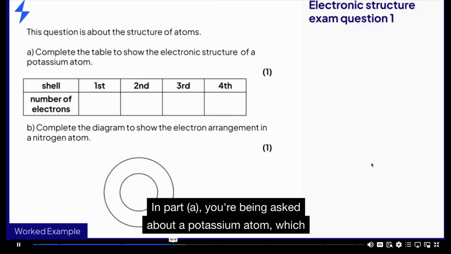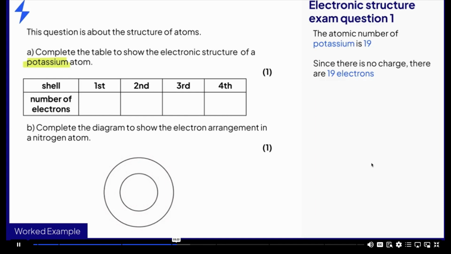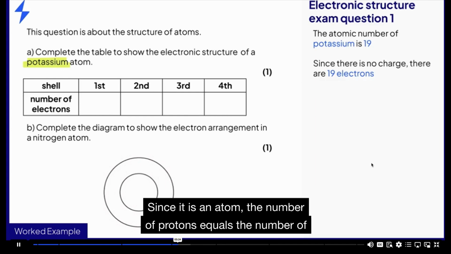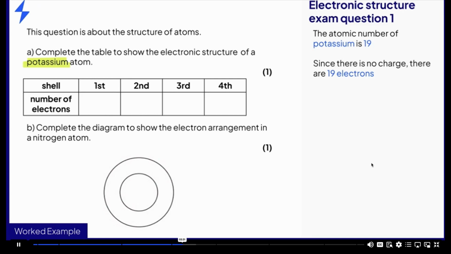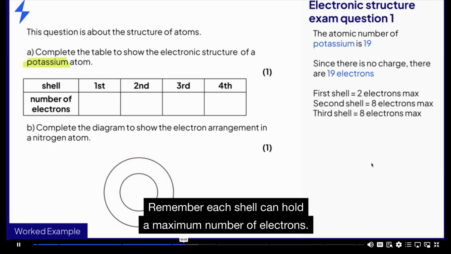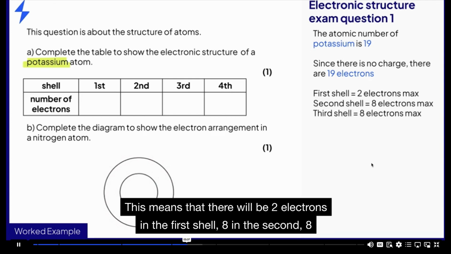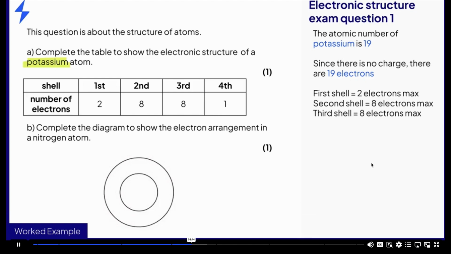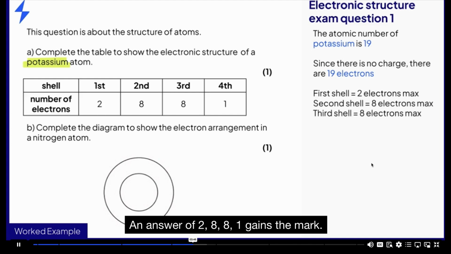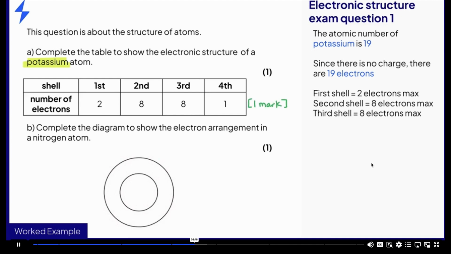In part A, you're being asked about a potassium atom, which has an atomic number of 19. Since it is an atom, the number of protons equals the number of electrons, which means a potassium atom has 19 electrons to place. Remember, each shell can hold a maximum number of electrons. This means that there will be 2 electrons in the first shell, 8 in the second, 8 in the third, and 1 in the fourth shell. An answer of 2,8,8,1 gains the mark.